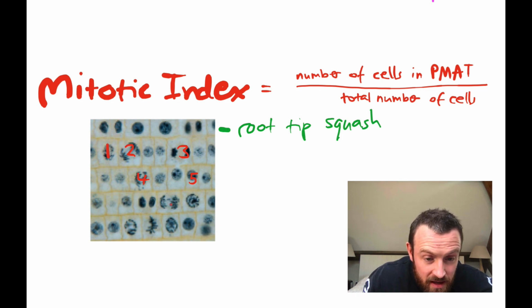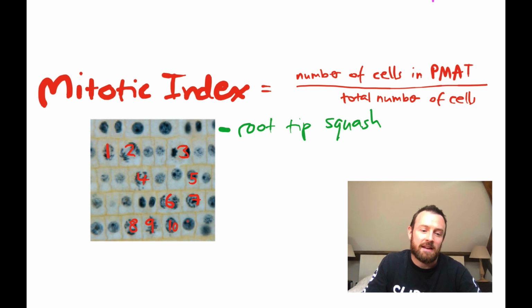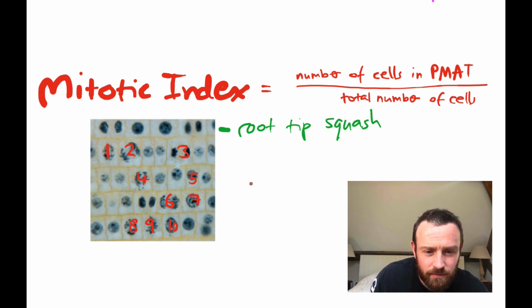You might disagree. That's definitely 6. That's definitely 7. I'm pretty sure that's 8. That's 9. That's definitely a metaphase. Ooh, that's a toughie. I don't know about that one. Maybe, probably just about prophase. Okay, so that's 10. So 10 cells are undergoing mitosis.